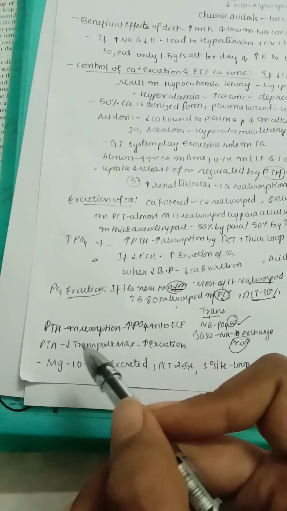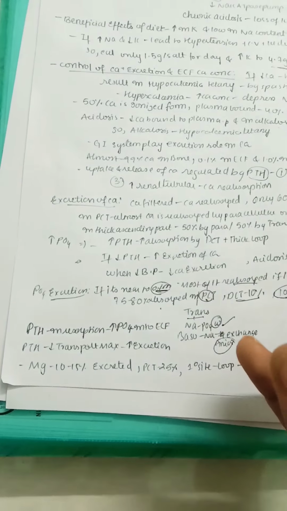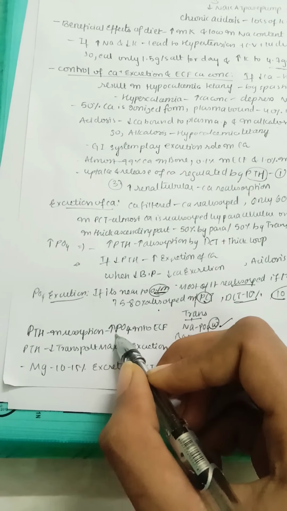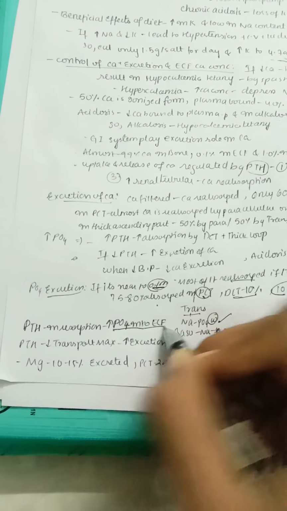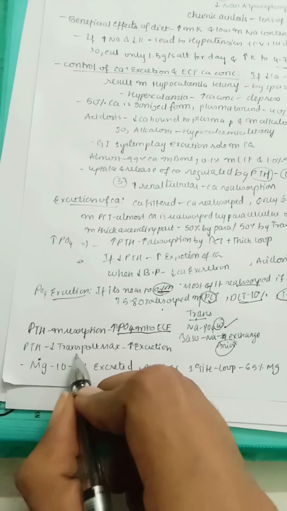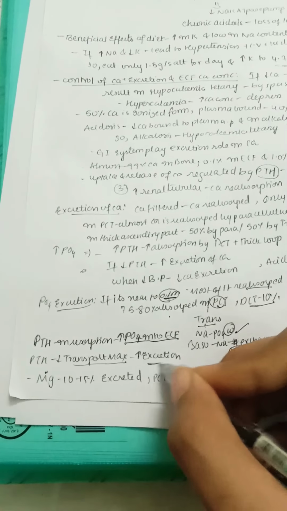Next, parathyroid hormone also shows its effect on phosphate. In bone resorption, as the calcium is released into the blood, this phosphate will be released into the blood too. So the phosphate concentration increases in the blood, especially in the extracellular fluid. PTH also decreases the transport maximum. Because of the decreased transport maximum, it will increase the excretion of phosphate.